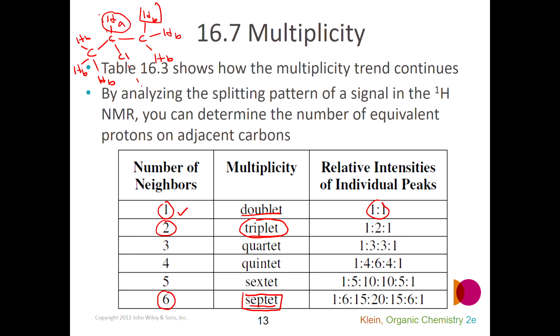All 6 B's split A, and the signal for A should be split into a 7 peaked signal called a septet. What about the signal for B?